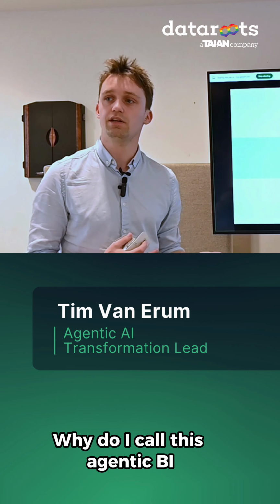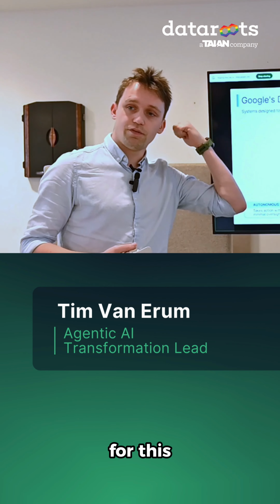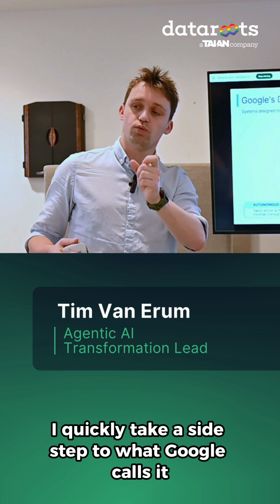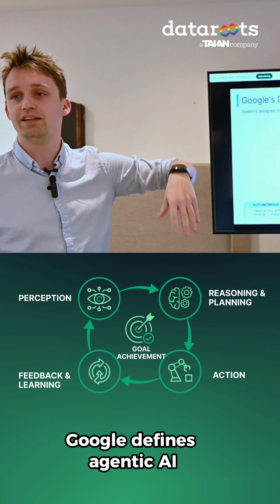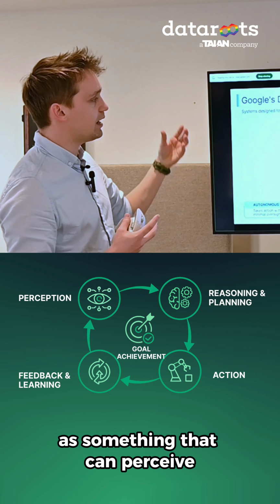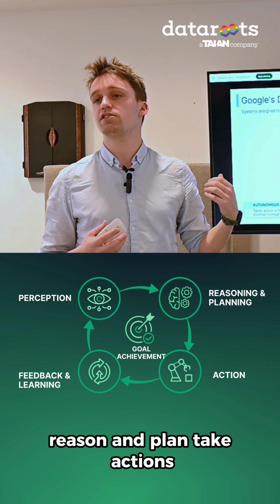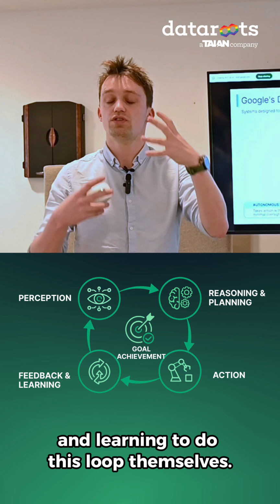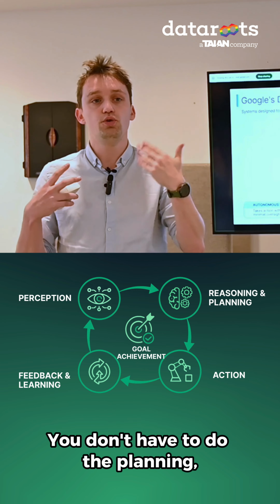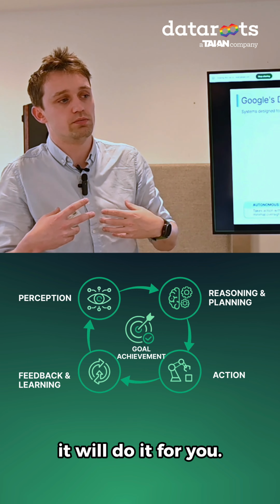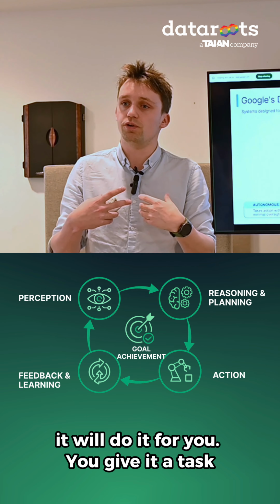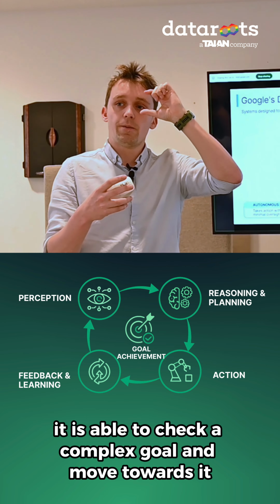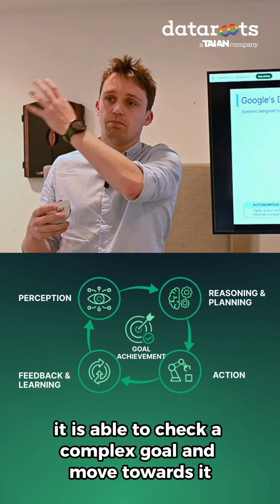Why do I call this Agentic BI and not just generative BI? And for this, I quickly take a sidestep to what Google calls it. Google defines Agentic AI as something that can perceive, reason, and plan, take actions, and use the feedback and learning to do this loop themselves. You don't have to do the planning, it will do it for you. You don't have to do the reasoning, it will do it for you. You give it a task, it is able to check a complex goal and move towards it.